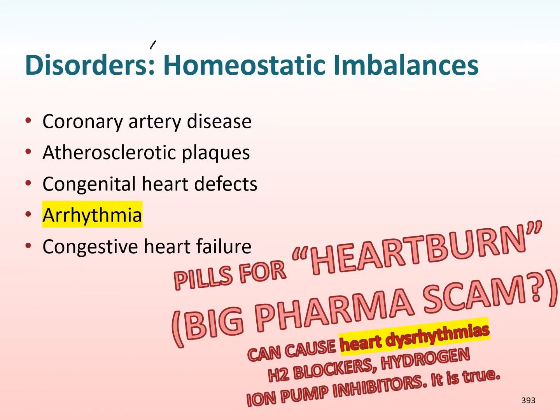Homeostatic imbalances. Well, guess what? Some pills for heartburn, those over-the-counter H2 blockers and hydrogen ion pump inhibitors, well, guess what? They can cause dysrhythmias or arrhythmias.